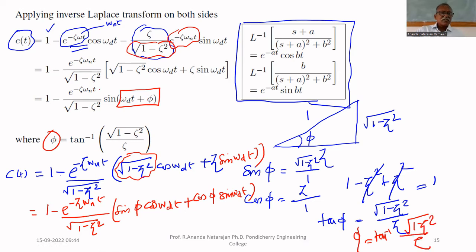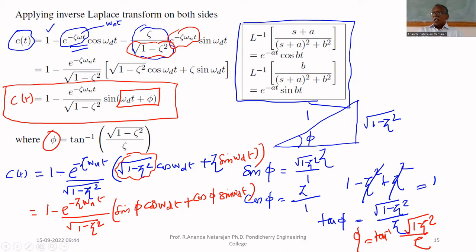This is the response we derived: 1 minus e power minus zeta omega nt upon square root of 1 minus zeta square, sine of omega dt plus phi. You should memorize this, as often it will be useful. This is the response for a second order underdamped system.